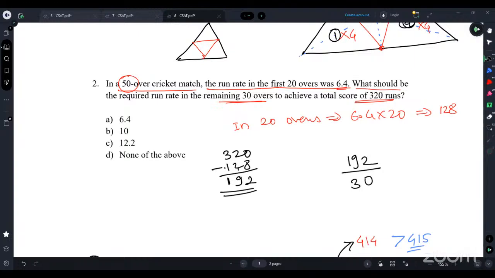Then what should be the average runs that has to be made in 30 overs? 192 divided by 30, right? So if you solve this, you will get 6.4 as the answer. So option A in this case.